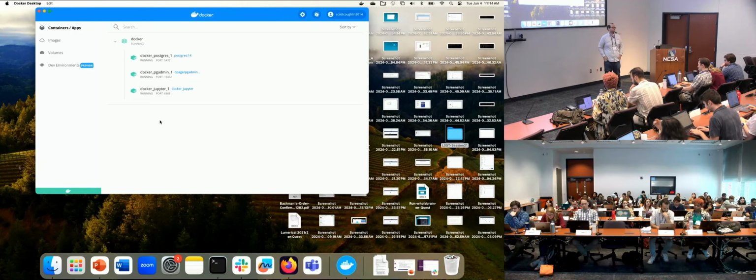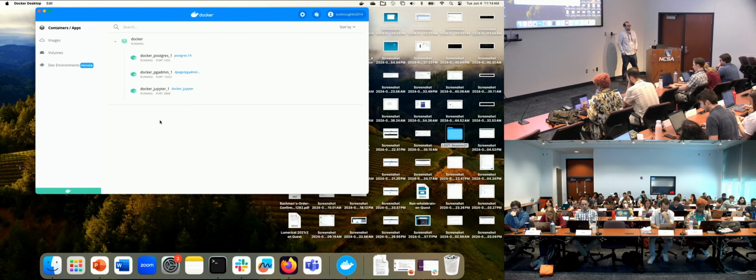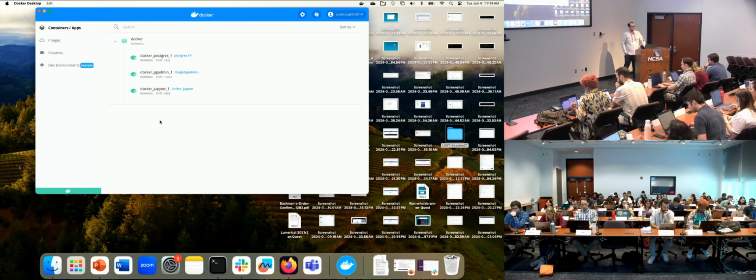So this Docker container, it's on our local computers, local machines.